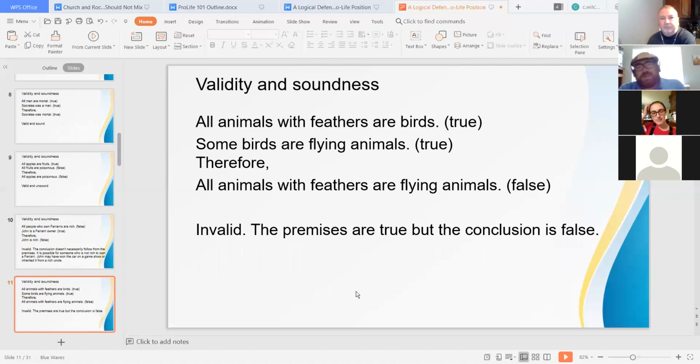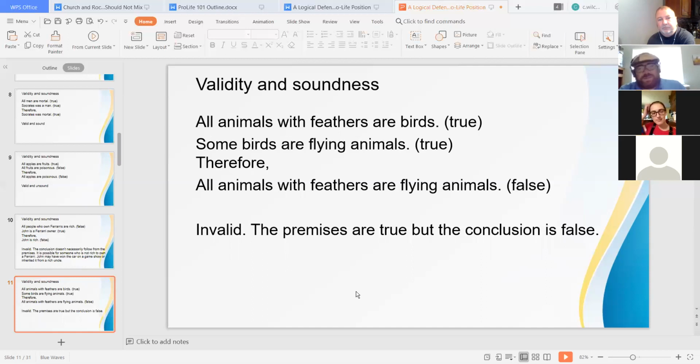And finally, another invalid argument. So premise 1 says all animals with feathers are birds. Premise 2 says some birds are flying animals. Therefore, the conclusion, all animals with feathers are flying animals. Now, this is an invalid argument because the premises are true, but the conclusion is false.